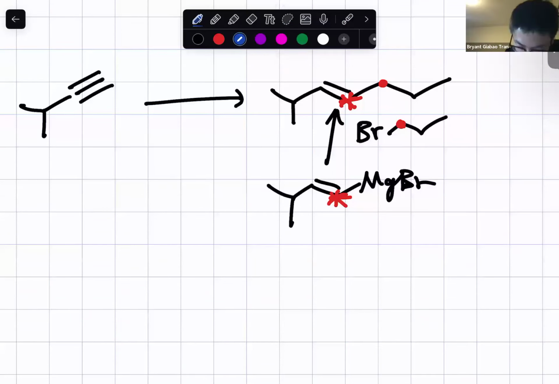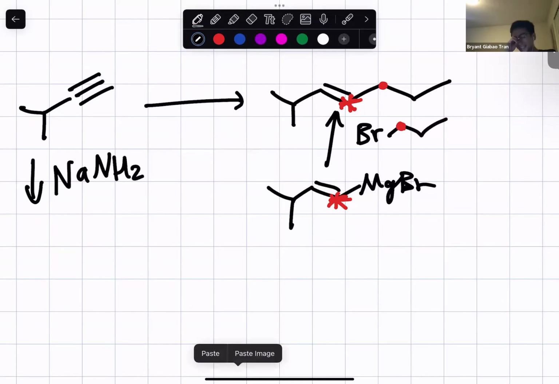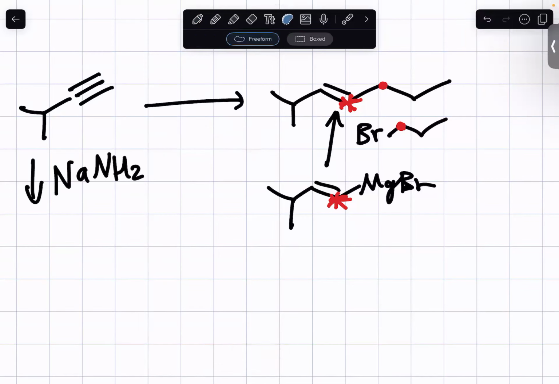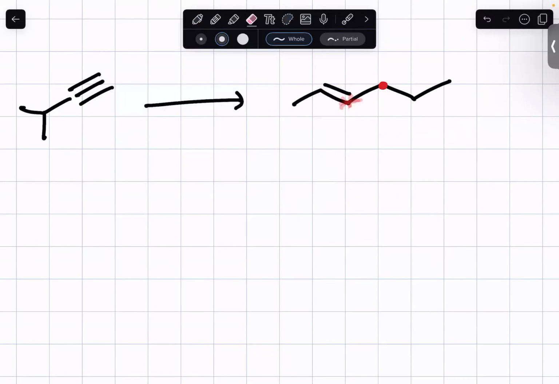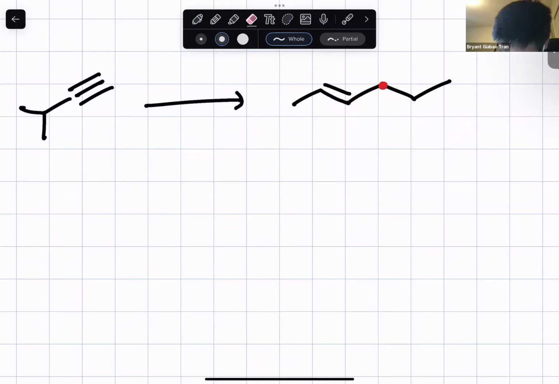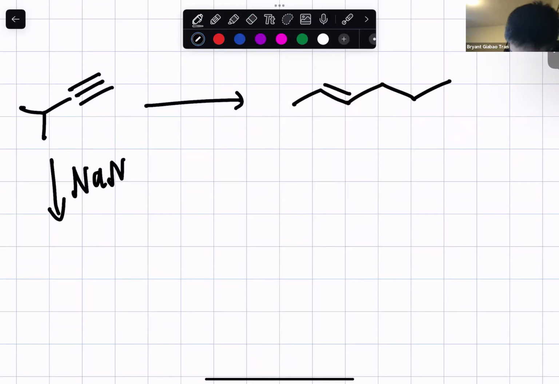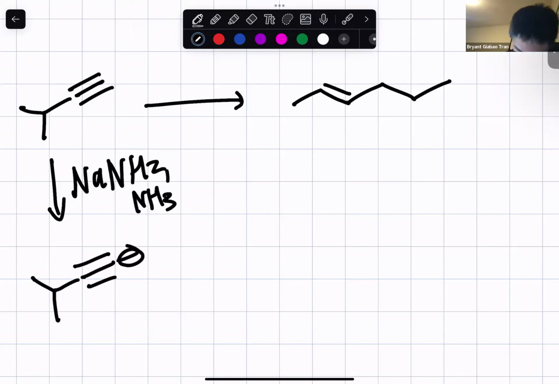Oh, I see, I see. NaNH2. And I added a chain of bromine of three carbons. Yeah, I forgot about that way. I tried to do some other reaction, but I forgot that you could do that. That's right. Nice. NaNH2, NH3 would create a negative charge on this alkyne because it's terminal. If this was internal, that would not work.